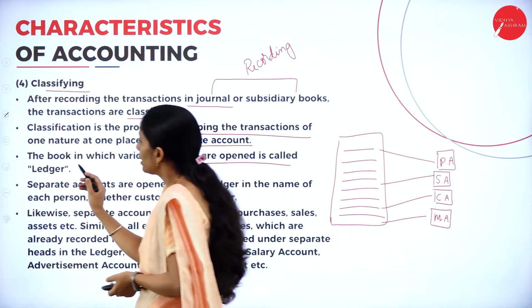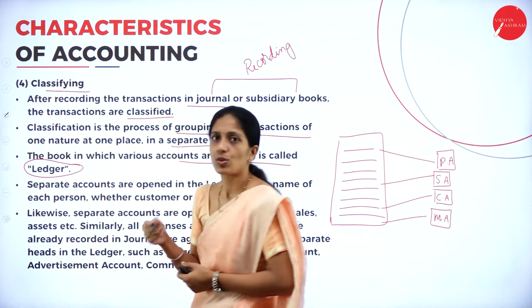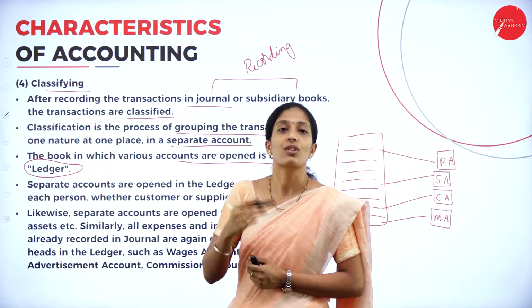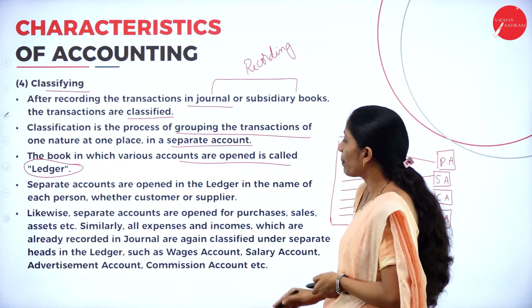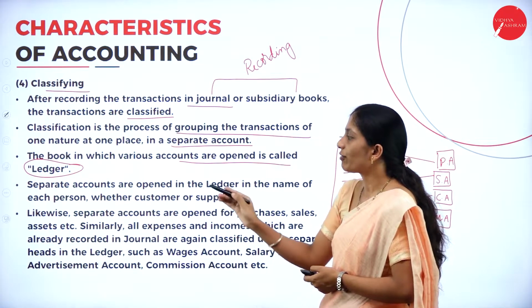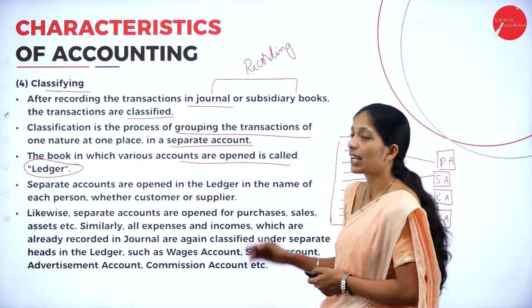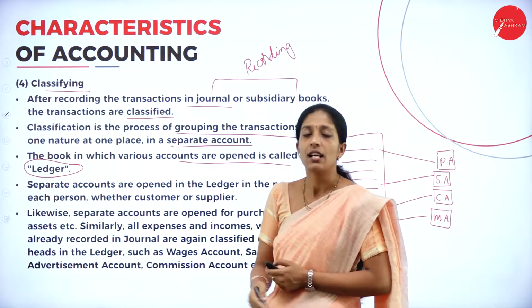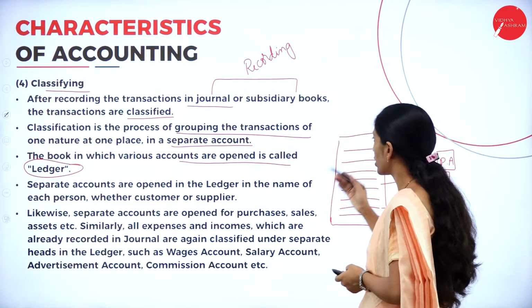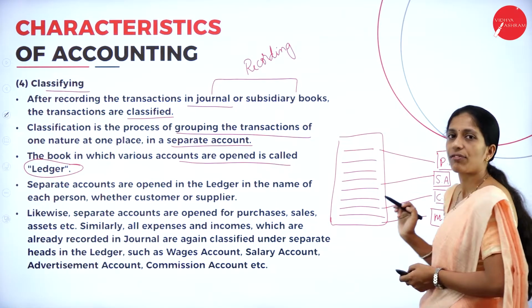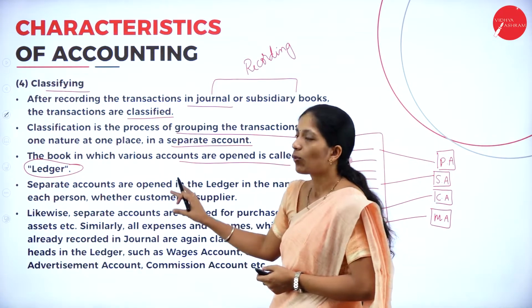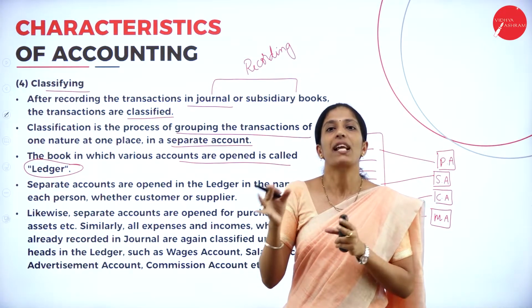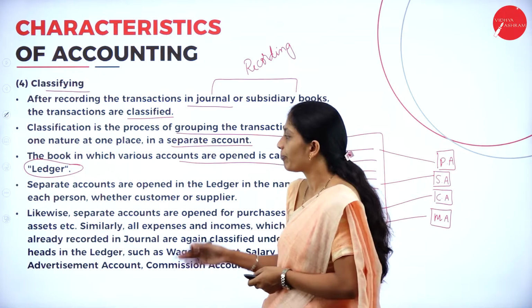Ledger. So these individual accounts that we are going to prepare are called the ledger. Separate accounts are opened in the ledger in the name of each person, whether customer or supplier. As I have already told you, we are going to classify the accounts depending upon their nature. Here we are going to prepare separate accounts individually.